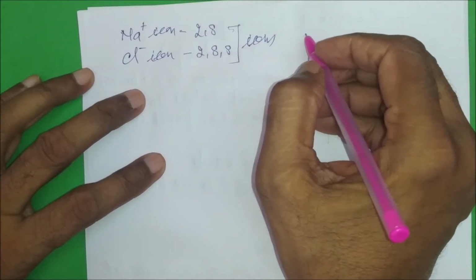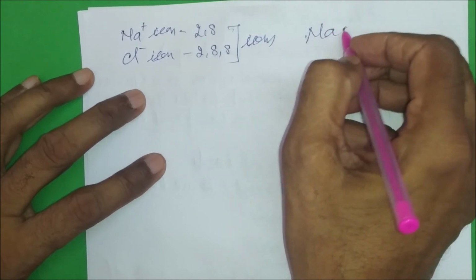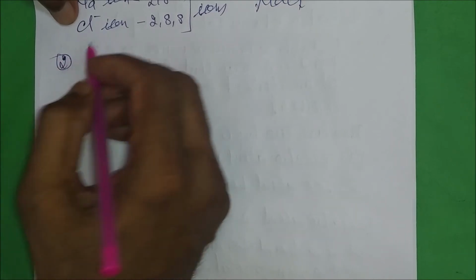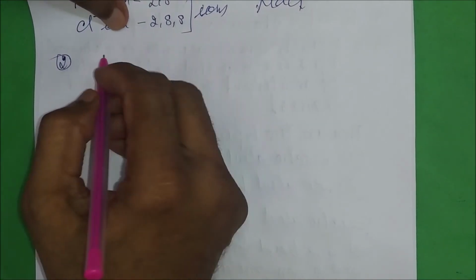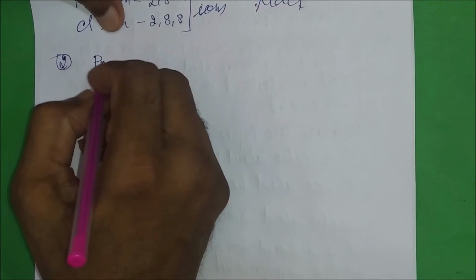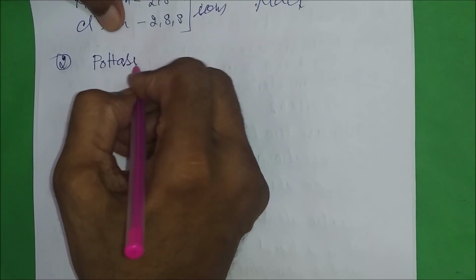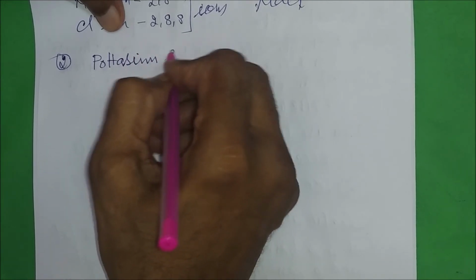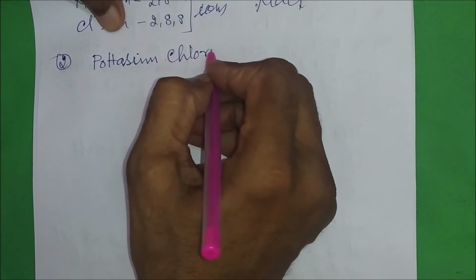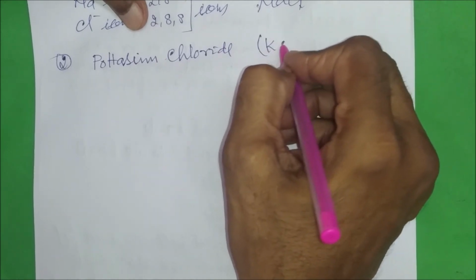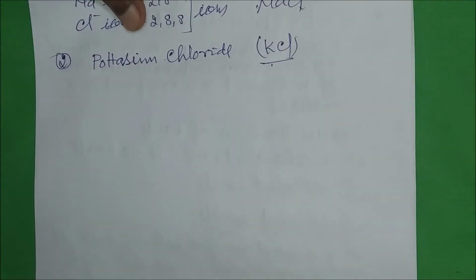So the formula becomes NaCl. That's very clear. Not only this, many of them are like that. Now the second one, suppose I am giving another example: potassium chloride. In the same way, potassium chloride is KCl. This is the formula for that.